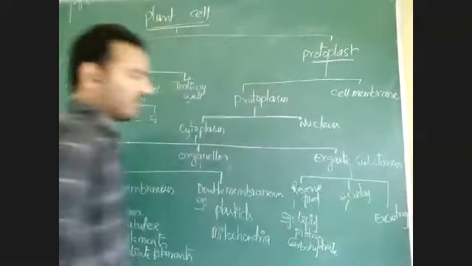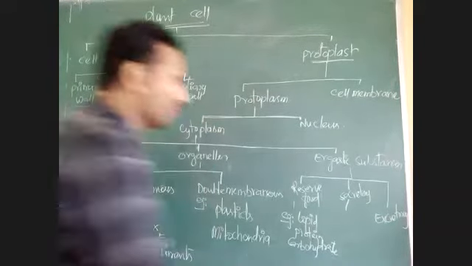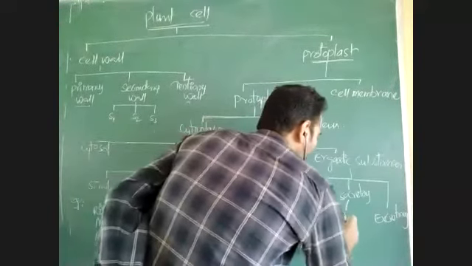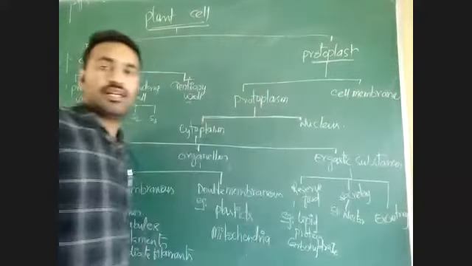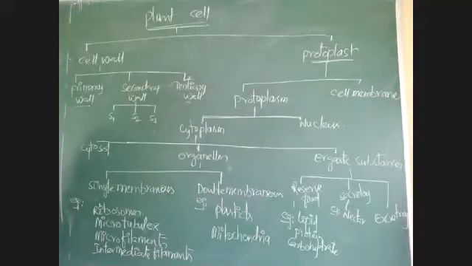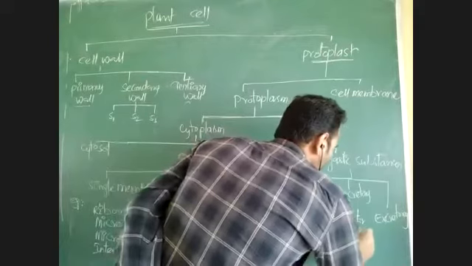Secretory substances. These secretory substances include nectar. Nectar means honey. Nectar and some pigments, pigments like chlorophyll or any other pigments.